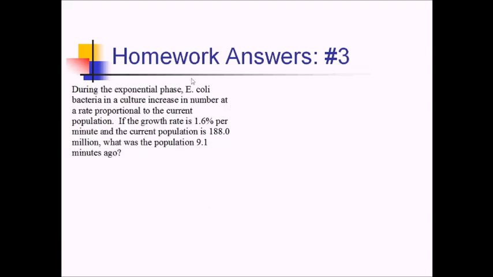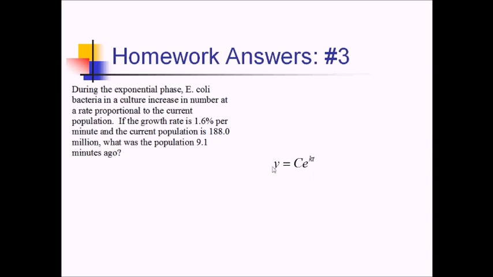For number 3, during the exponential phase, E. coli bacteria increases in number at a rate proportional to the current population. So this is code for exponential growth, and they even said exponential here. So we're going with y equals C e to the KT. And they give us the growth rate, they give us the current population, they want to know what the population was 9.1 minutes ago. So basically we're trying to get a y value out of this, an output value, given pretty much all the other stuff we need to figure that out.